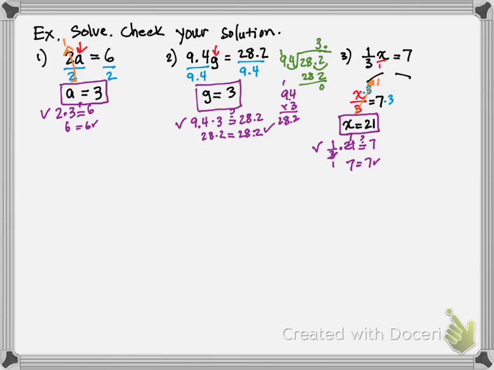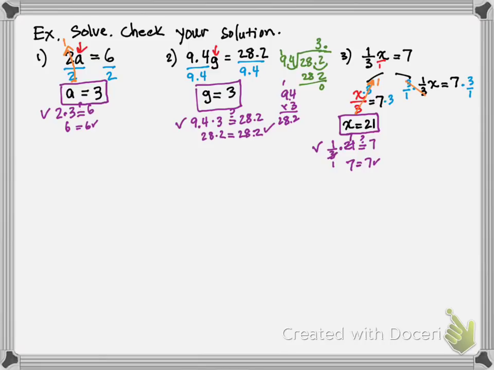Now, let me show you a second way of solving this problem. I'm going to keep 1/3 as 1/3. Remember how we talked about that when you multiply reciprocals, you end up getting 1? Well, what's the reciprocal of 1/3? Remember, it's just the flip of 1/3, which would be 3 over 1. So if I multiplied both sides by 3 over 1, look what happens.